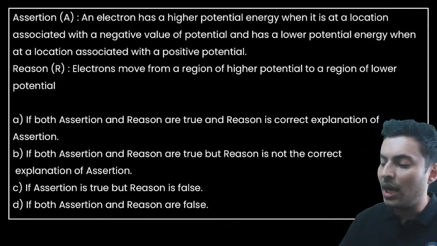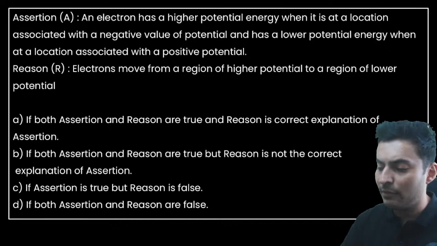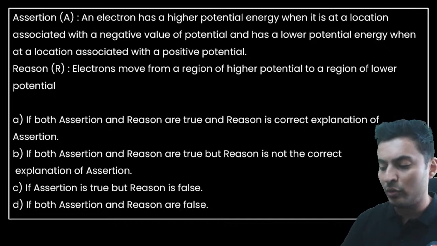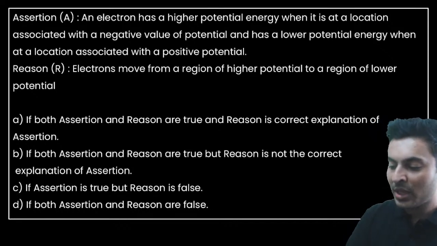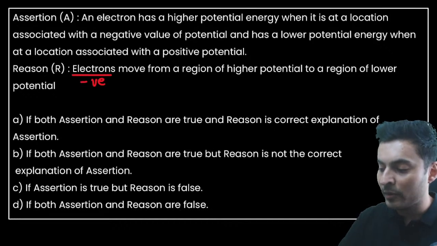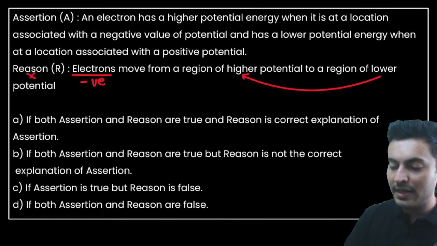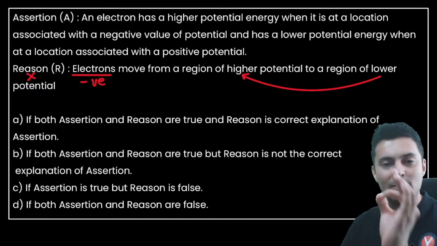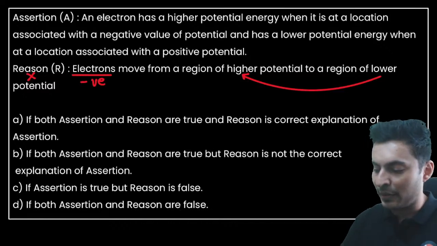An electron has higher potential energy when it is at a location associated with negative value of potential, and has lower potential energy when it is at a location with positive potential. Electrons move from a region of high potential to the region of low potential. This is so 100% wrong. Electrons are negatively charged. Electrons which are negatively charged, they move from a region of high potential to low potential. Wrong. They go from low to high. So 100% the reason is wrong. Got it? It's the positive charges which go from high voltage to low voltage. So reasoning is wrong. So either it will be C or it will be D.